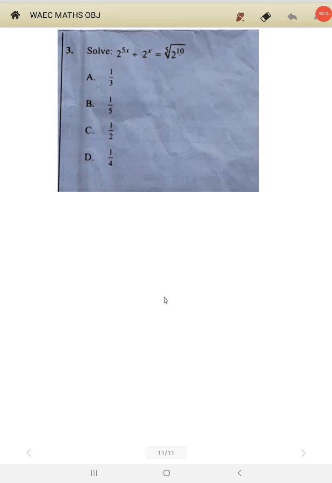This is an indices question. In solving a question like this, you have many methods to use, but it is advisable to use the mathematical rules of method that give you the authority, anytime you are solving the OBJ, to know that this is the answer. If you still remember, there is one law of indices you have to recall.